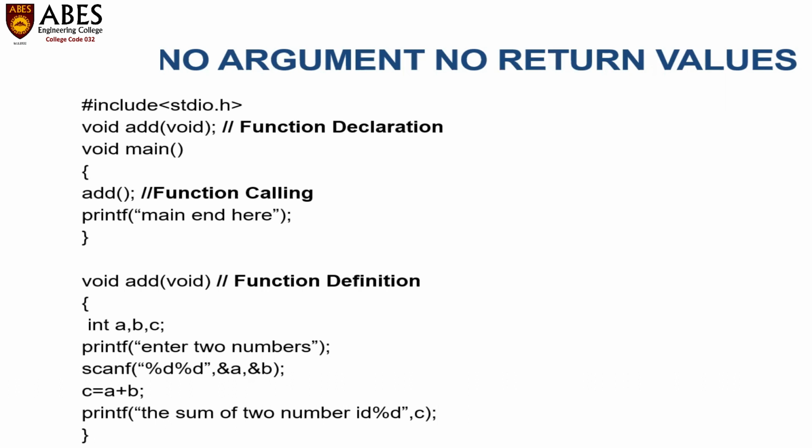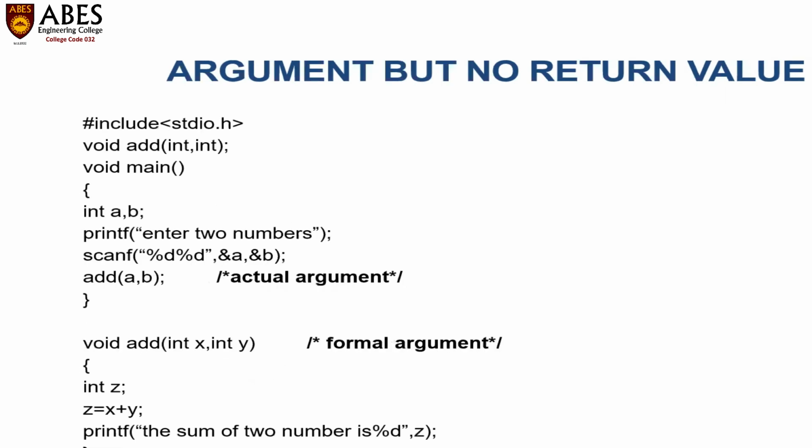If there is no argument, how will the value be passed from the main function to the user defined function? That will not take place. And there is no return value, so this function definition will not return any value. So all three things, which are the major components of any programming: input, processing, and the output, all will take place inside the function definition. So this is the way by which you can implement the function when there is no argument and no return value.